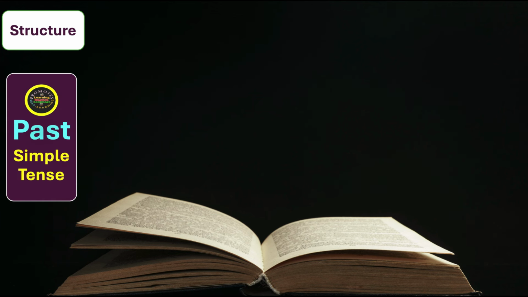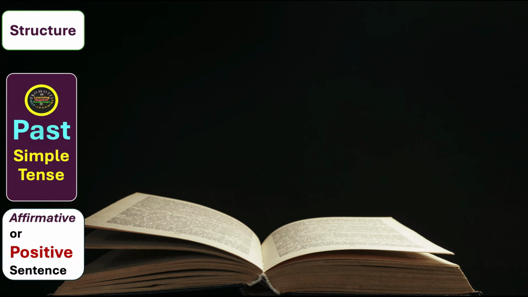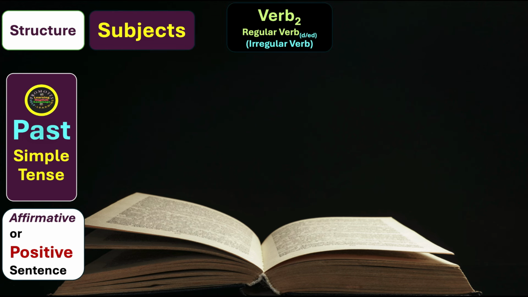Structure of past simple tense in the affirmative or positive form of a sentence. In every sentence we have subjects, but here in past simple tense we use the second form of the verb, that is to say verb two. And with a regular verb we add d or ed at the end of it. And also we use the second form of the irregular verb. And then we have objects or other words.